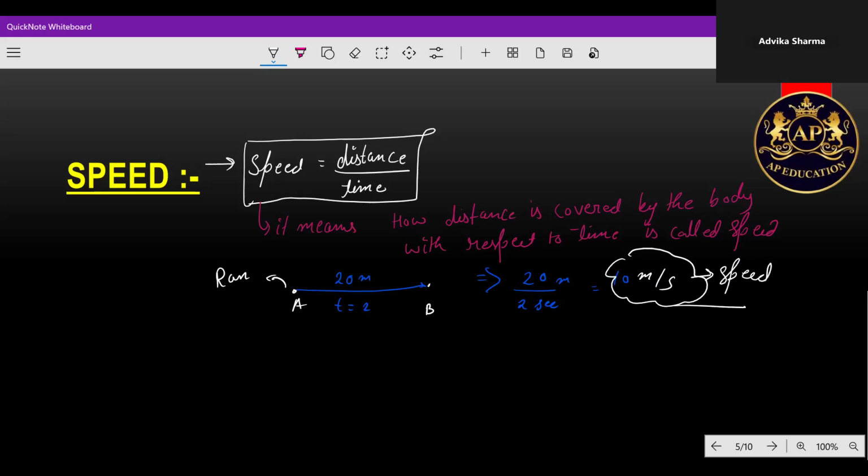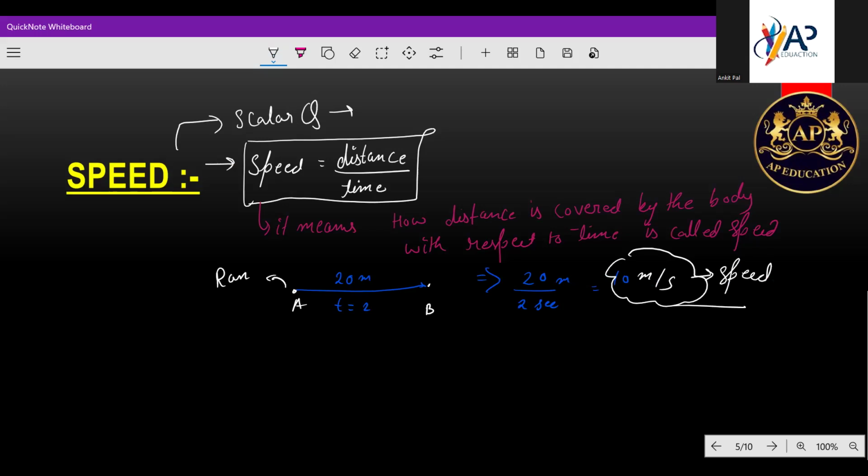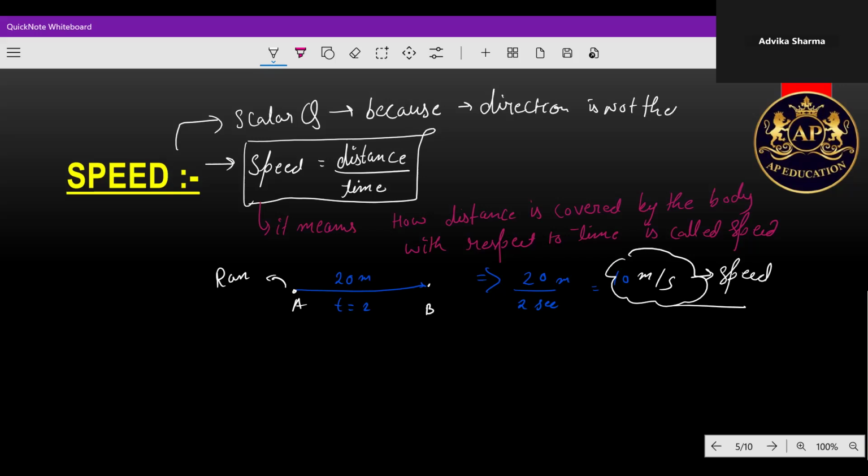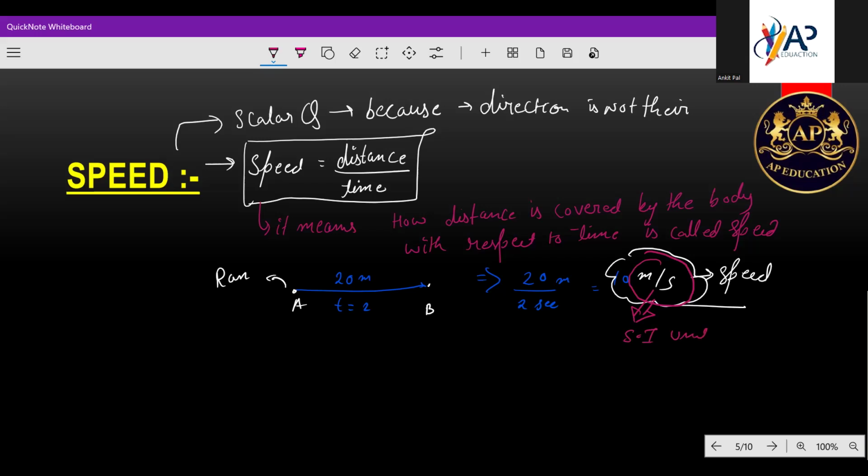Yes. Speed is a scalar quantity because direction is not there. The SI unit of speed is meter per second. I think speed is clear.